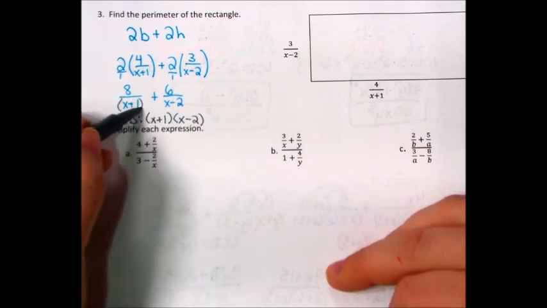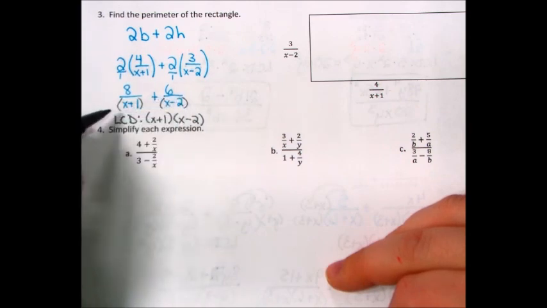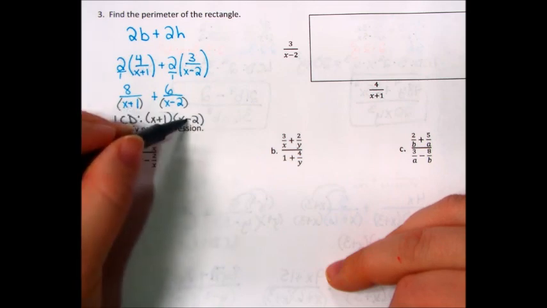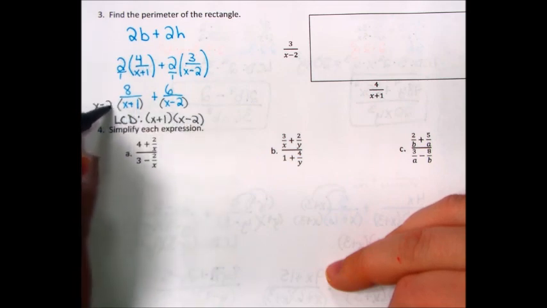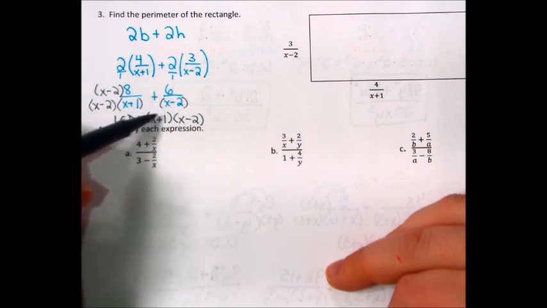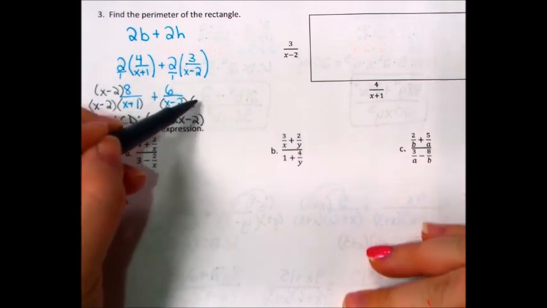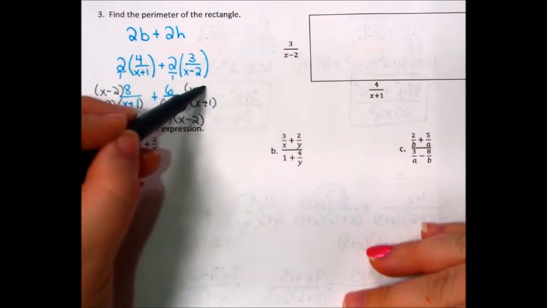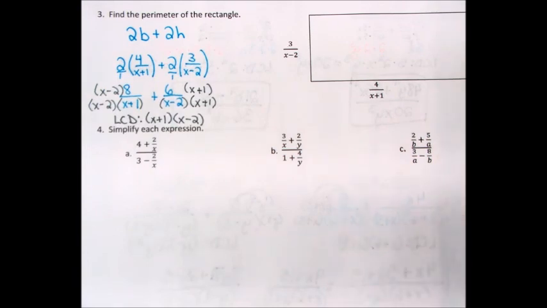Now we need to figure out what's missing from each of these. This one has an x plus 1 from the LCD, but the LCD has an x minus 2 that's not included. So we're going to multiply the top and the bottom by x minus 2. Over here, it has the x minus 2, but it does not have the x plus 1.